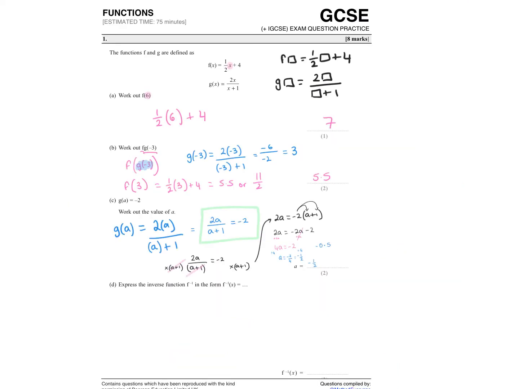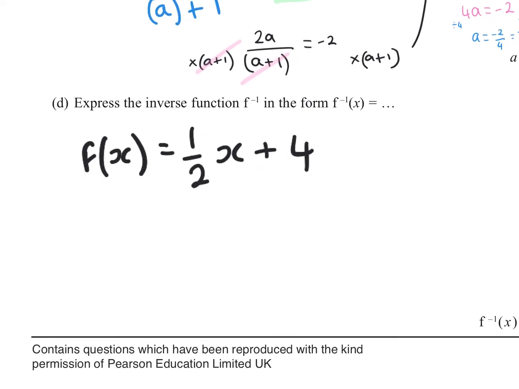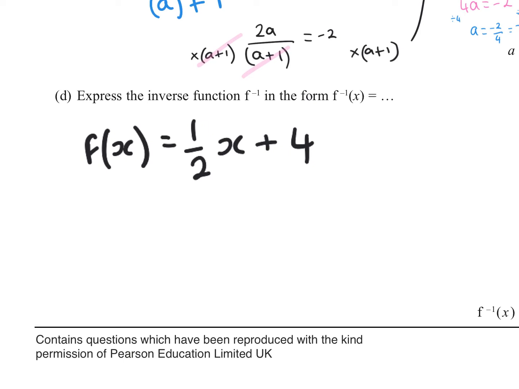So here we go. Express the inverse function f to the minus 1. So we want the inverse function of f. The first thing I'm going to do is write what f of x is. f of x equals a half x plus 4. Okay? f of x equals a half x plus 4.